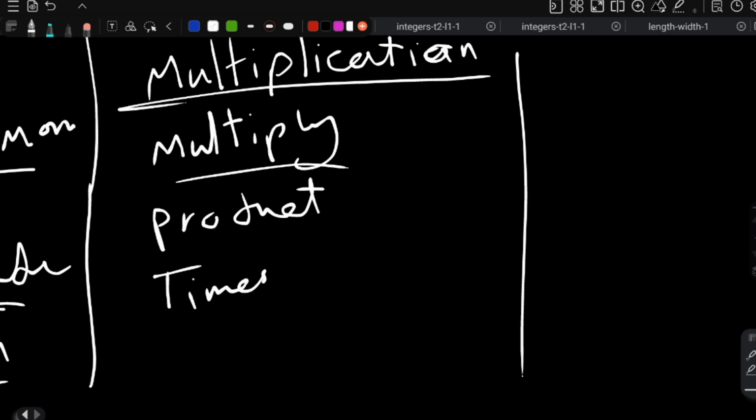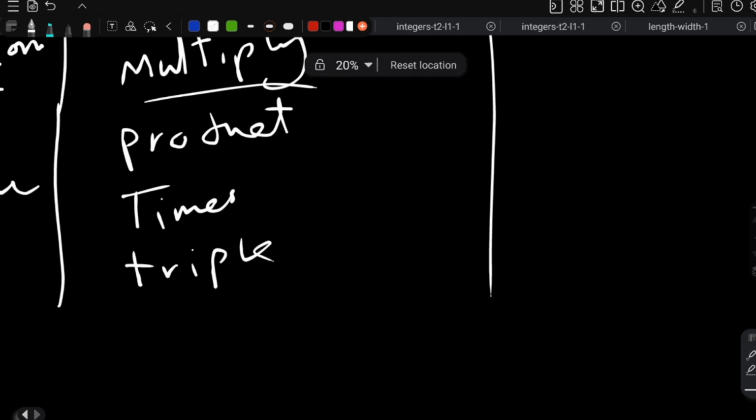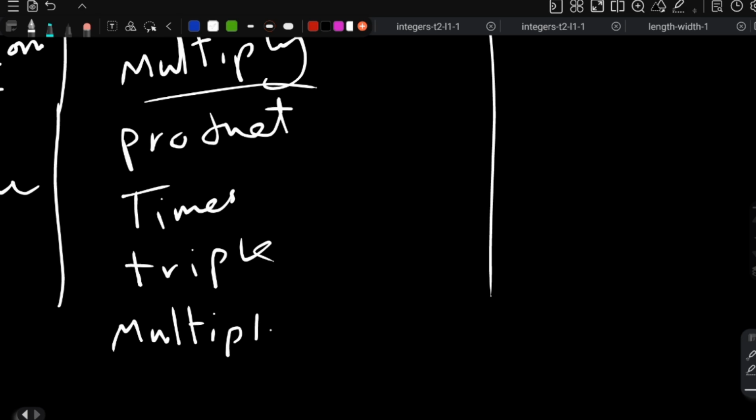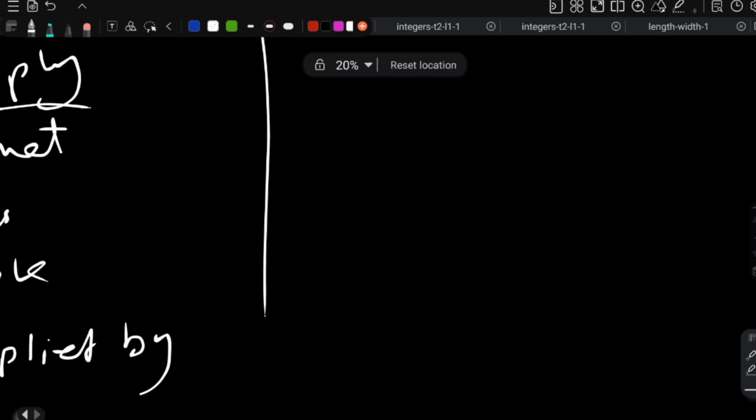And treble. This is times also, and multiplied by. This is from the keywords of the multiplication.